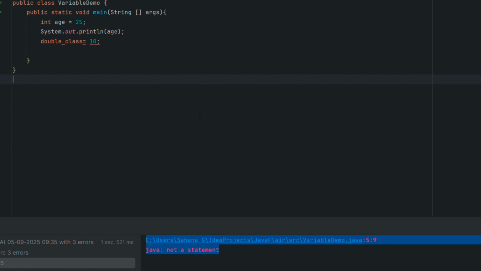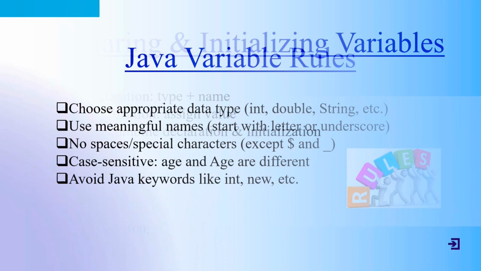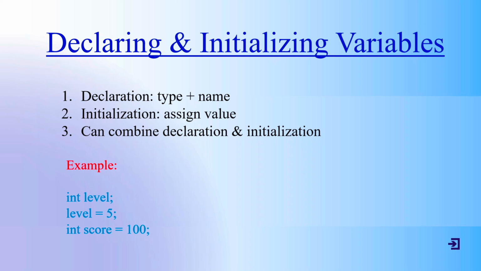Okay, now let's go back to our slides and understand a few more concepts. Let us try to understand declaring as well as initializing variables. Declaring means creating a box where you can actually store the information. Initializing means you're actually putting the value or the information into the box. For example, let us first try to understand what is declaring.